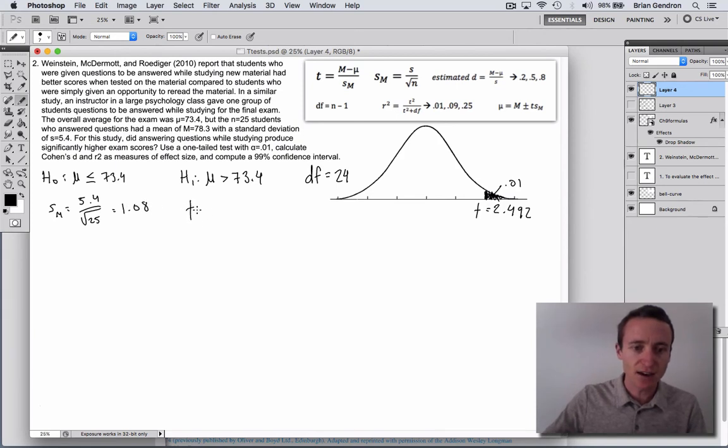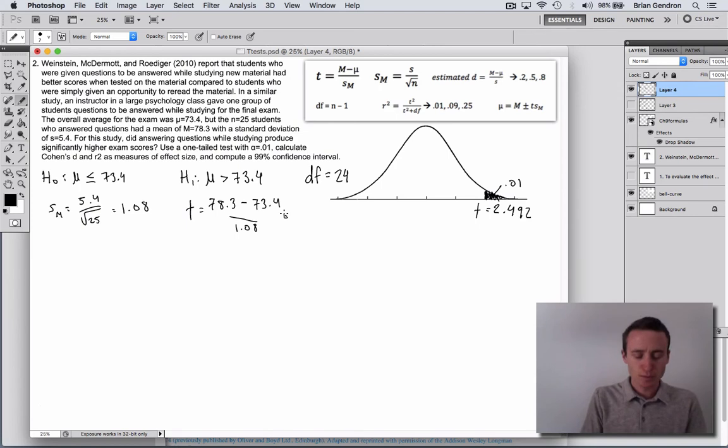And then we can use that to calculate our t-value, our test statistic. The individuals with the treatment had a score of 78.3 on average. Compare that to those who did not, which was 73.4, and then divide by the error, which is 1.08. Looks like a test statistic of 4.54. And 4.54 is in the critical region. It's larger than 2.492. So I'm going to conclude the following.